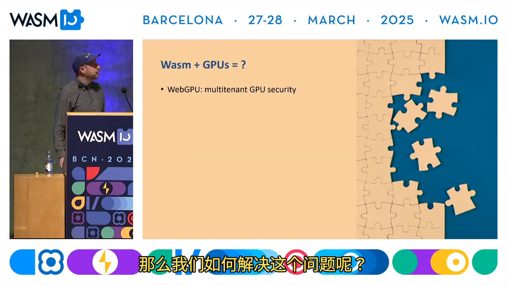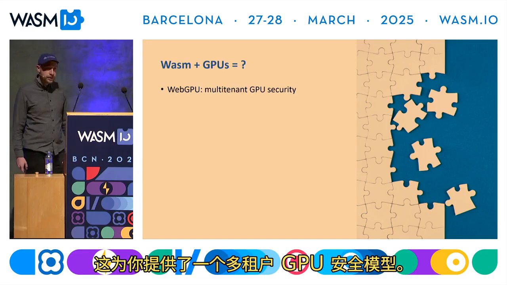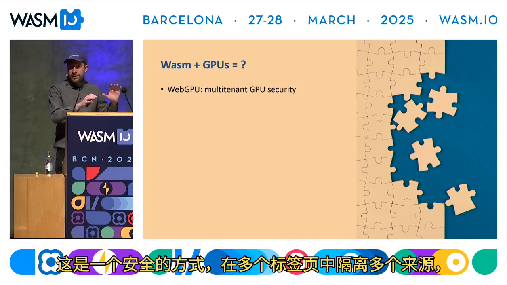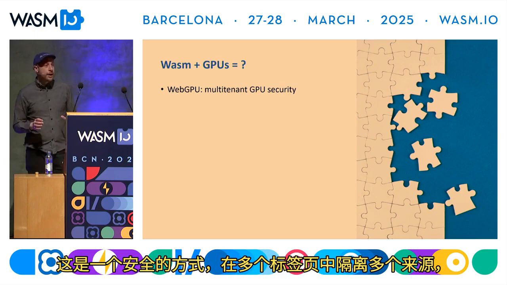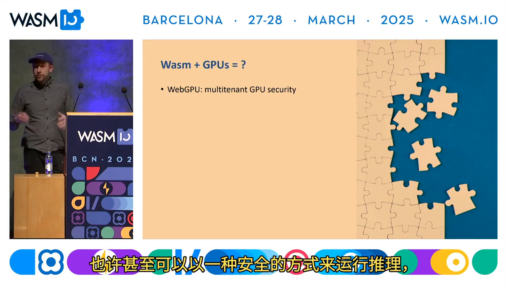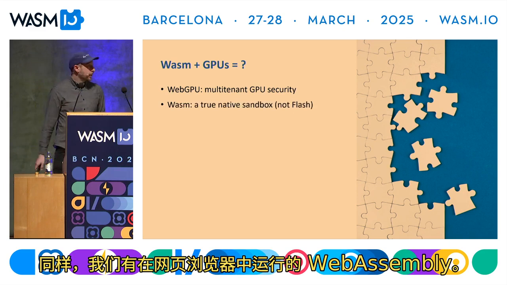So how do we solve this? Well, we have WebGPU, which runs in a web browser. So this kind of gives you a multi-tenant GPU security model. This is a secure way in multiple tabs to isolate multiple origins and be able to generate 3D content and interact with the GPU, and maybe even run inference, in a safe way where you can't read data from other tabs on your system. Likewise, we have WebAssembly that is running in a web browser.